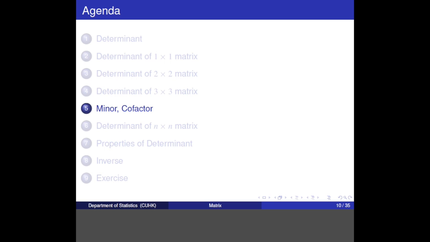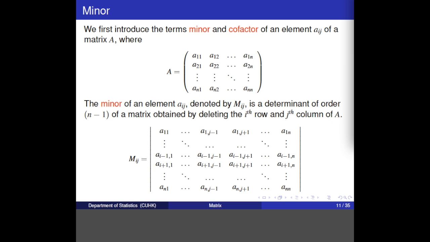Minor cofactor. We first introduce the terms minor and cofactor of an element Aij of a matrix A. The minor of an element Aij, denoted by this symbol, is a determinant of order n-1 of a matrix obtained by deleting the i row and j column of A. Here is the minor of Aij.